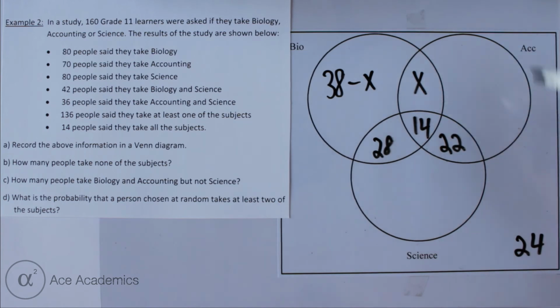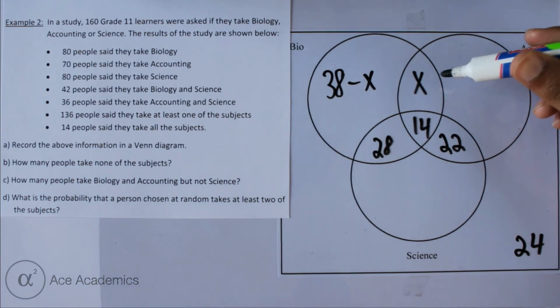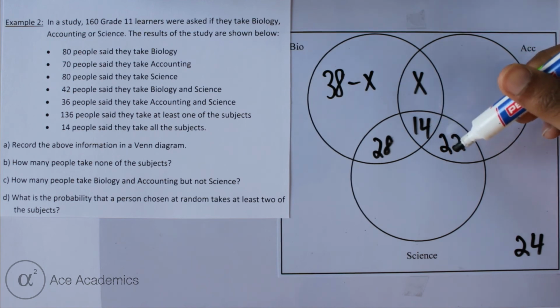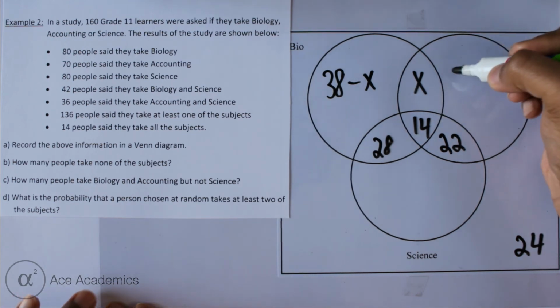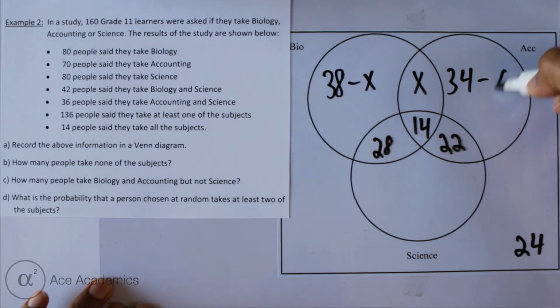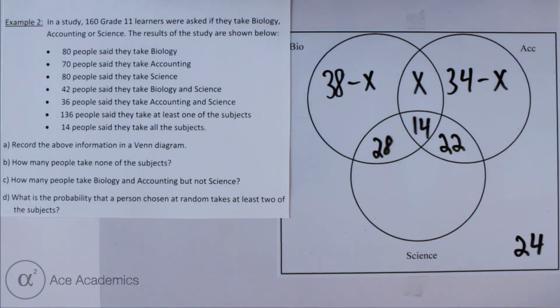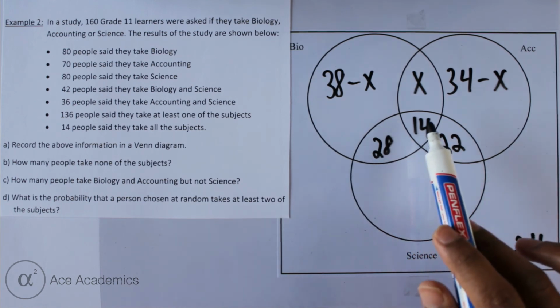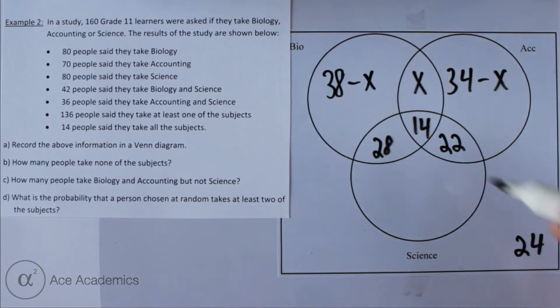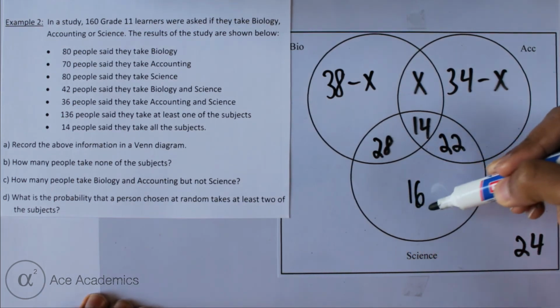For the major part of the accounting circle, it says 70 people said they take accounting. So in order to get this blank space here, we simply have to say 70 minus x minus 14 minus 22. And that is simply 34 minus x. For the science circle, it says 80 people said they take science. So in order to get this major segment, it's 80 minus 28 minus 14 minus 22, which is simply 16.